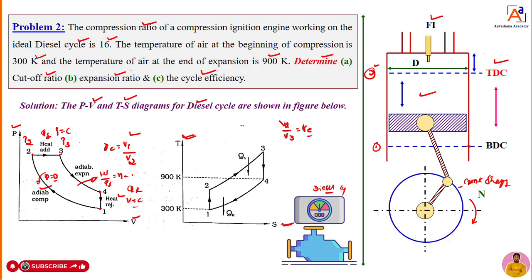Hence we are going to get the cycle efficiency. That also I can get here now. With the help of this schematic diagram or working diagram of the engine, I can draw the PV diagram and TS diagram. With the help of that PV diagram and TS diagram, I can solve this numerical step by step.